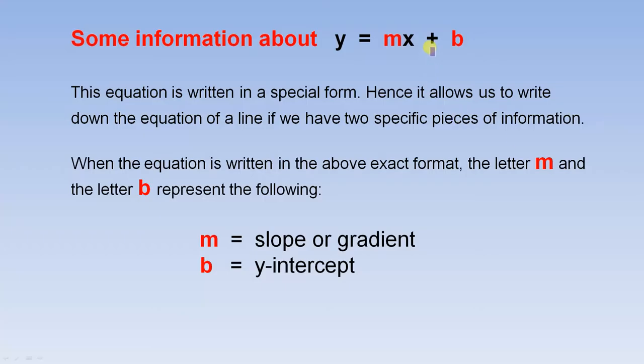So, some information about y equals mx plus b. This equation is written in a special form. Hence, it allows us to write down the equation of a line if we have two specific pieces of information. When the equation is written in the above exact format, the letter m and the letter b represent the following. m is the slope or the gradient of the line, and b is the y-intercept.